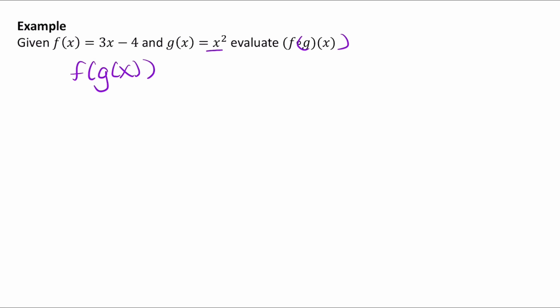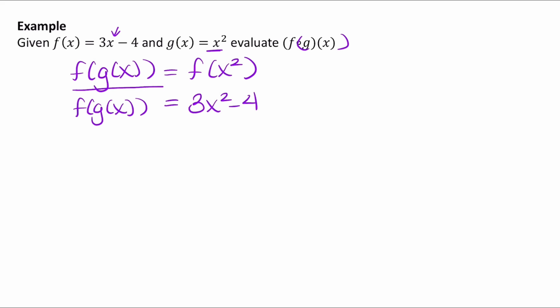And so that means I'm going to take this x squared and I'm going to plug it into f of x. So I have f of x squared. And so that means that instead of x, I'm going to have an x squared. So I have 3x squared minus 4. And that can't be simplified any further. So I'm just going to leave that as my f of g of x.